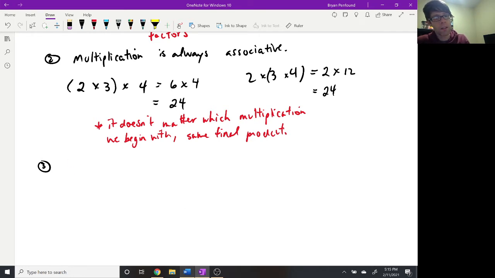Let's go back to black here, a little AC/DC. Okay, so the set of natural numbers, which is what we've been working with so far, our counting numbers, are closed under multiplication.